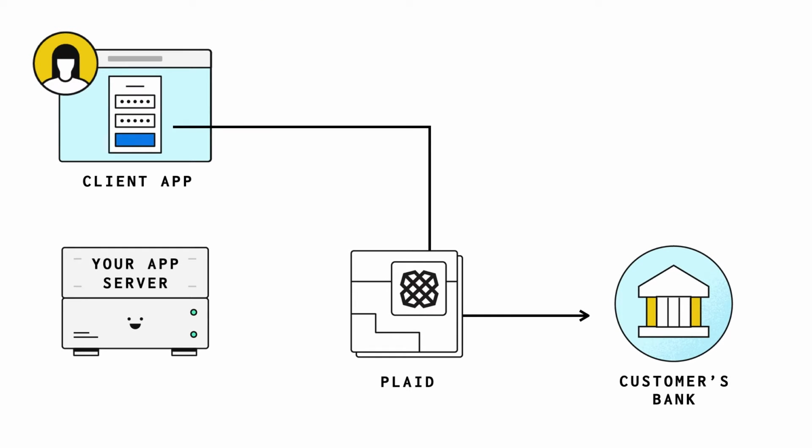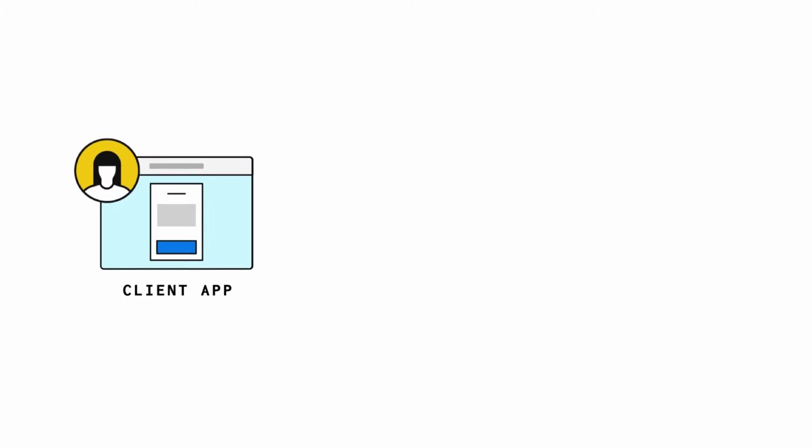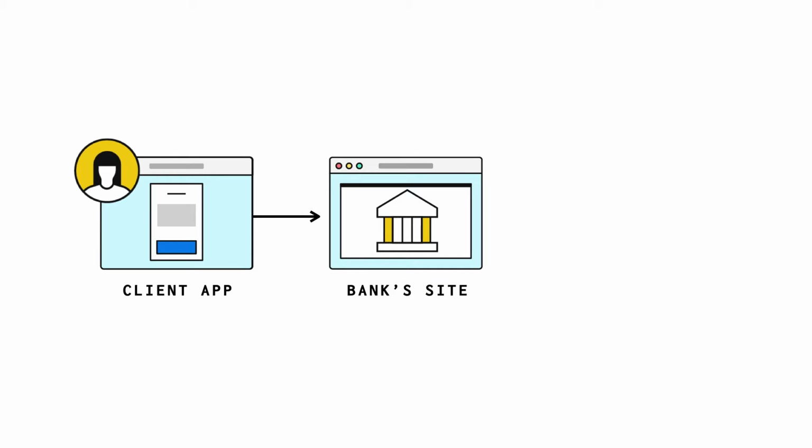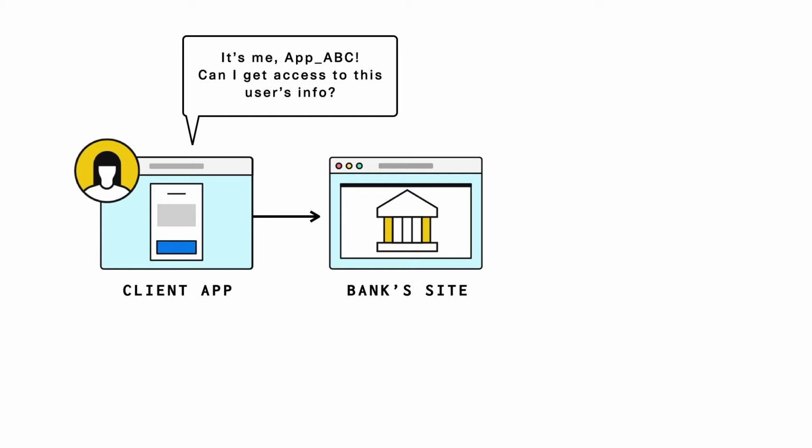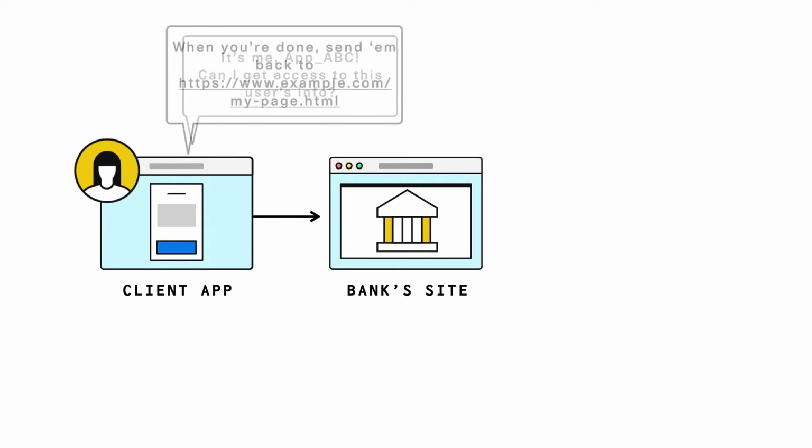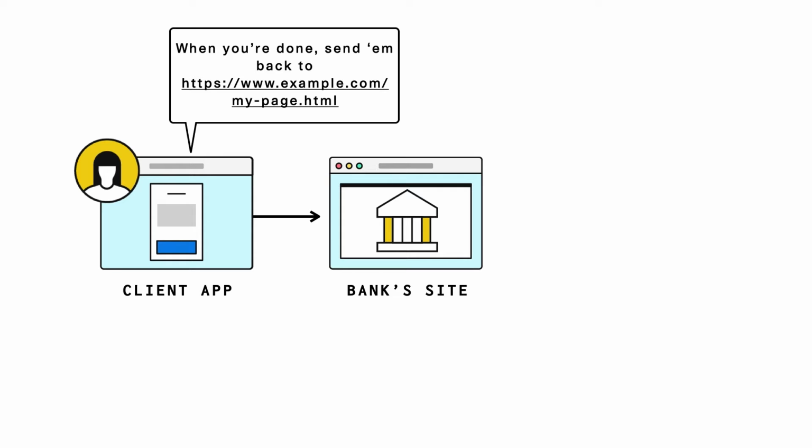The way it would work is at this point here, instead of showing any kind of dialogue where you ask your user to enter their username and password, your app could redirect the user directly to their bank. You might say something like, hey, this is app ABC, and we want permission to view this user's transaction history. Please ask the user to give us access and then send them back to this page here. This address that you're giving them, by the way, is known as a redirect URL or URI, and you will hear this term a lot.